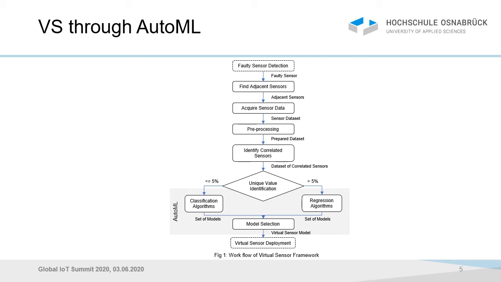So here we need to set a threshold which will decide the class of algorithm that has to be applied. In our experiments, we have used 5% as a threshold value. So if the unique values are less than 5% of the total data, then the data will be fed to classification algorithms. Otherwise, regression algorithms will be applied.